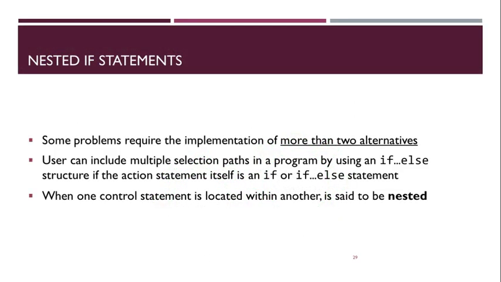So some problems require the implementation of more than two alternatives. As we all know, users also can include multi-selection path in a program by using an if-else structure, if the action statement itself is an if or if-else statement. When one control statement is located within another, it's said to be nested.